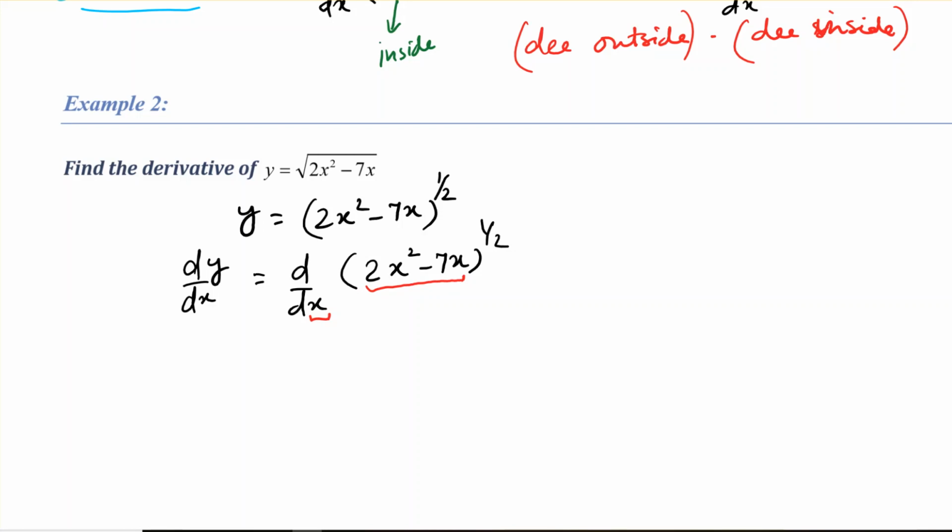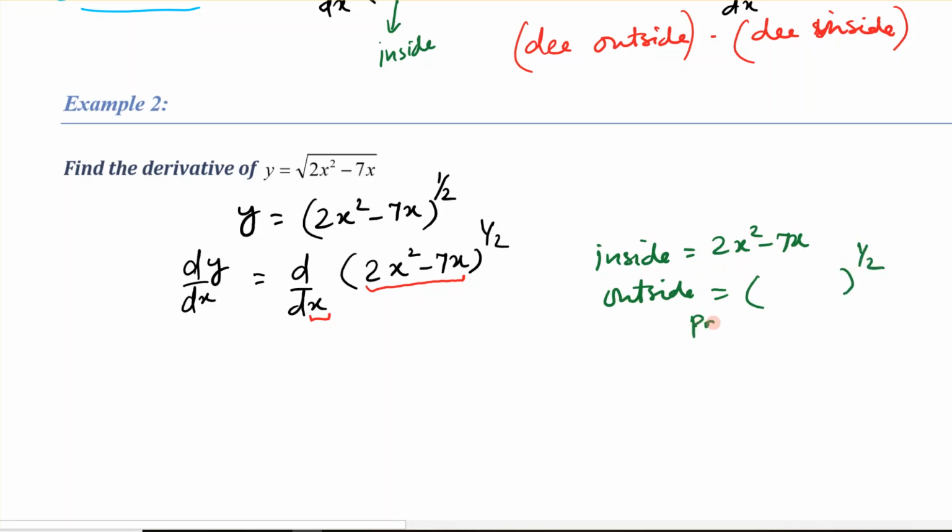In order to apply the chain rule, we notice that the inside function is 2x squared minus 7x, and the outside function is the power of the inside function. The outside function is our power function. So when we take the derivative, we're going to do the derivative of outside. First we apply the power rule.